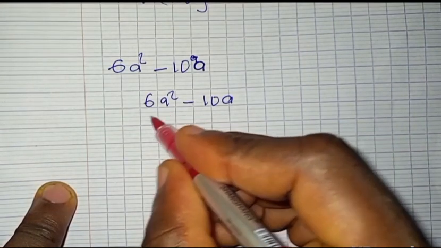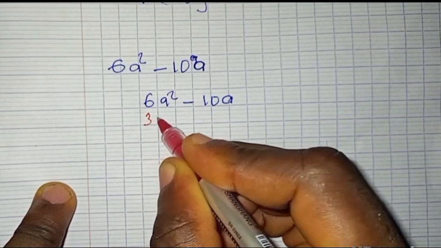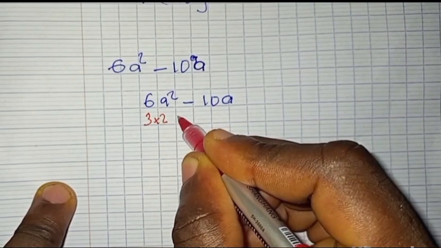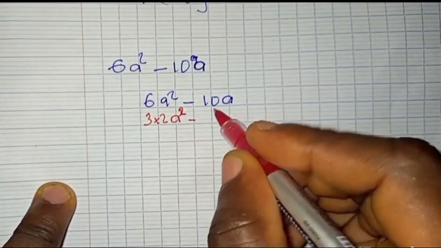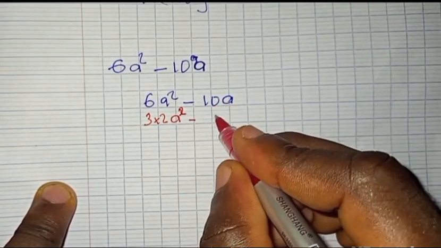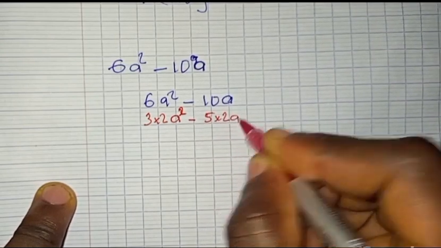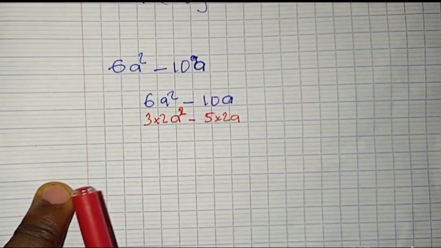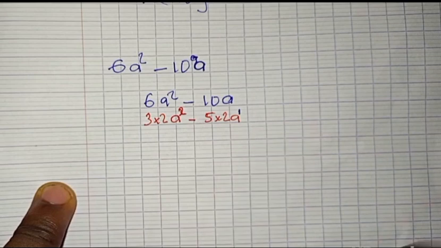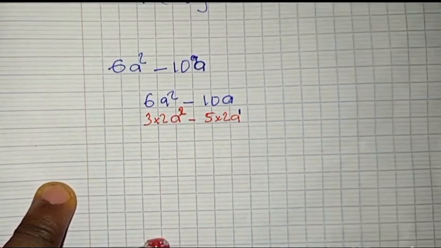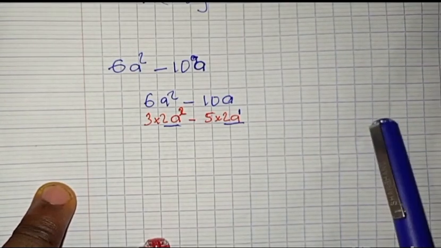I know that 6 equals 3 times 2, and then the a squared, minus, and I know that 10 equals 5 times 2 and the a. And then I know the power of this a is 1. So the common factor here is 2a, the highest common factor.